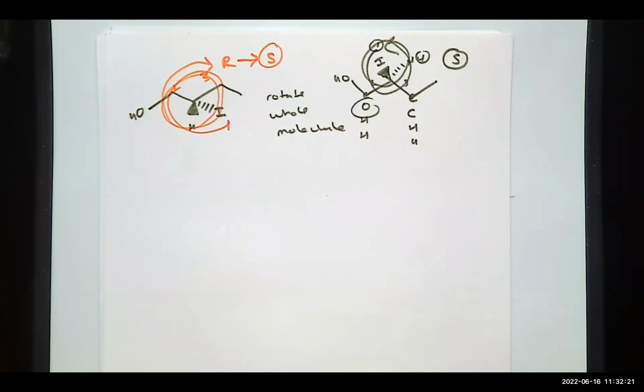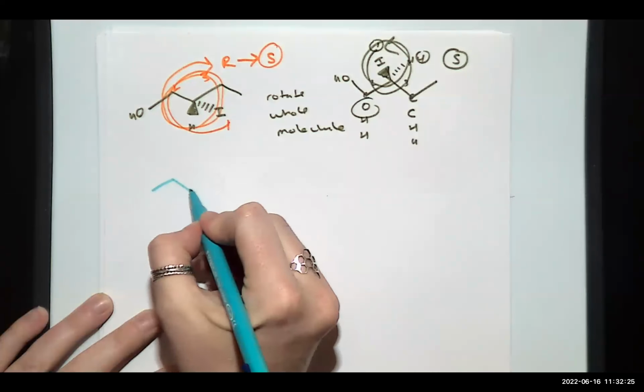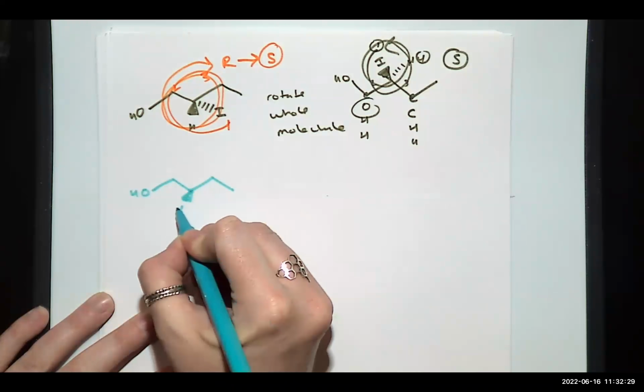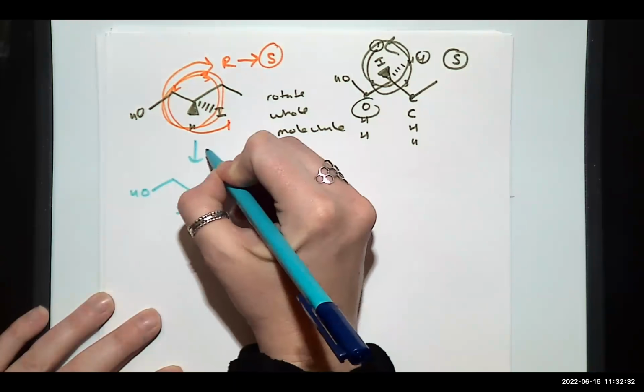Okay, a third way you can do it is if you break the bonds and reattach them so it's easier for you to visualize. If we did this, we know that this is the opposite.